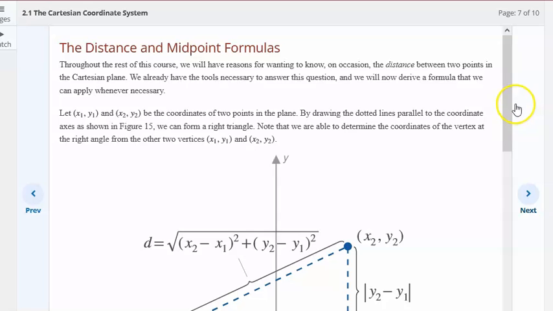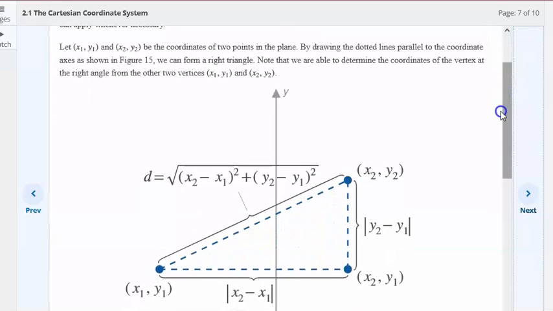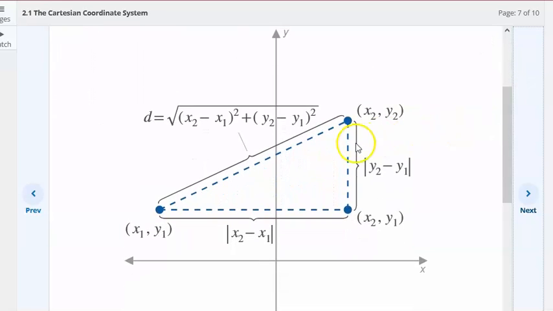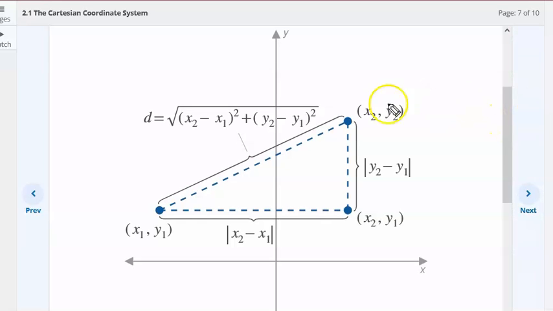Another formula that you should be familiar with as we move forward is the distance and then later the midpoint formula. Let's just describe it here a little bit. So here is our line, going from this point with this ordered pair, to this point with this ordered pair.